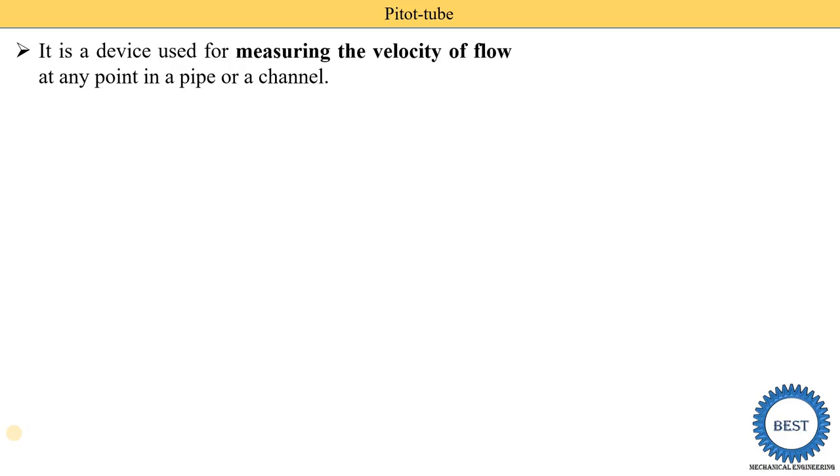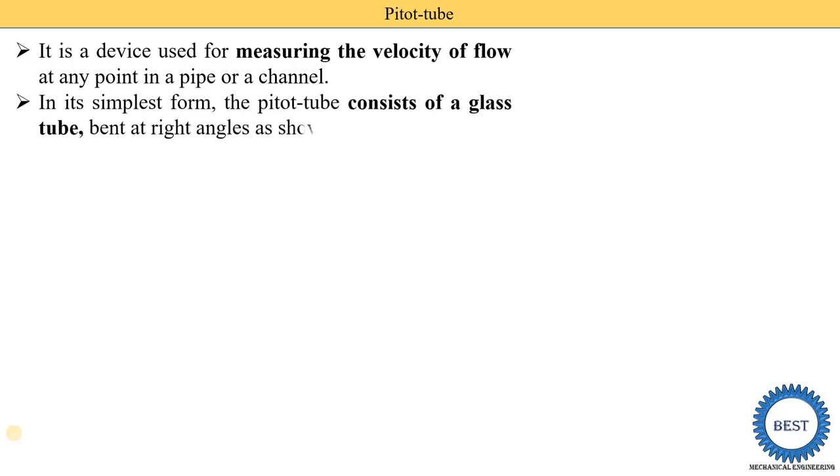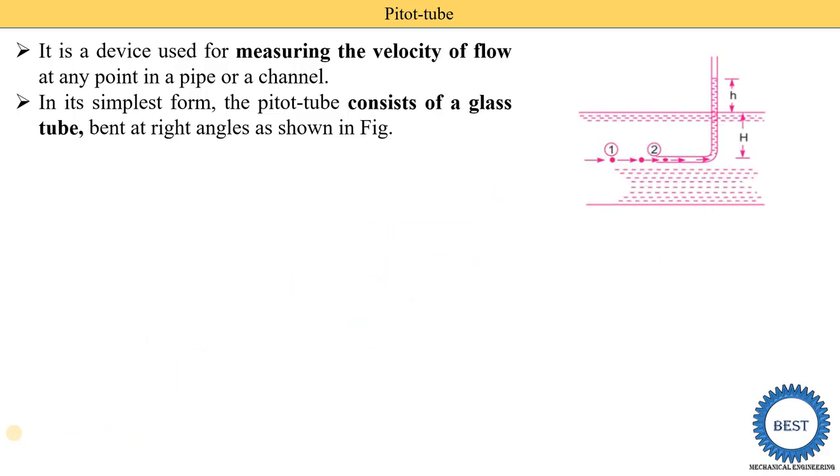Now we study the construction of the pitot tubes. It is the simplest form. The pitot tube consists of a glass tube, and it is bent at a right angle. When it is bent at a right angle, it takes a shape like an L. So here we see this image. This is a pipe, and in the pipe some liquid is flowing, and this is the center point.